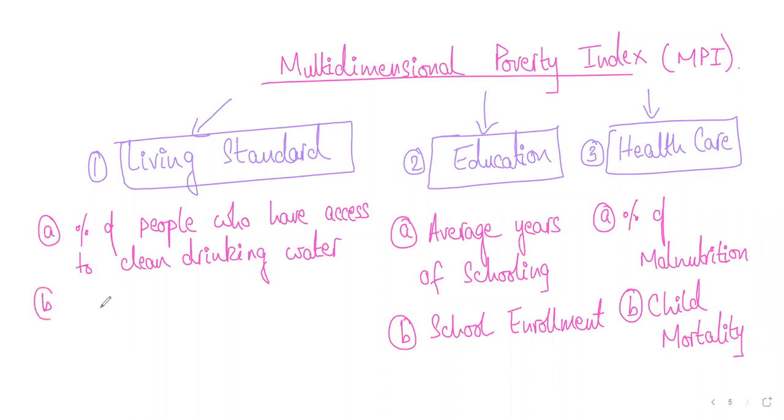Then another thing that they look at is the percentage of people having access to electricity. So we take electricity for granted.